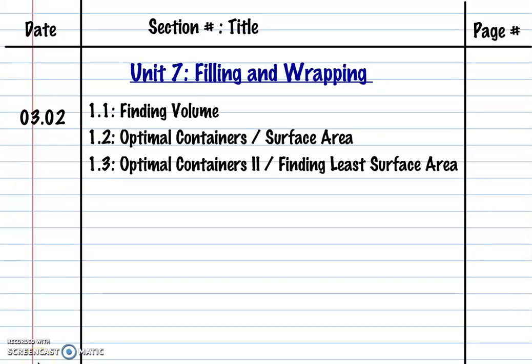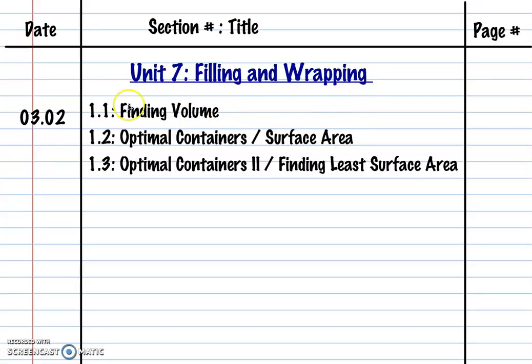Okay, so we're going to try and do your notes digital for a while to see how this works out. And we'll start with Unit 7, finding volume, filling and wrapping. So we're going to be filling items and wrapping them. So filling is volume and wrapping is surface area.